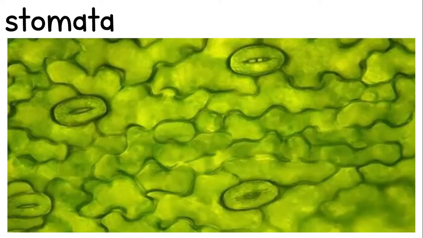The stomata are small holes like pores on a leaf. They regulate gas exchange between the plant and the environment and control water loss by changing the size of the stomatal pores. Let's move on to the next part.